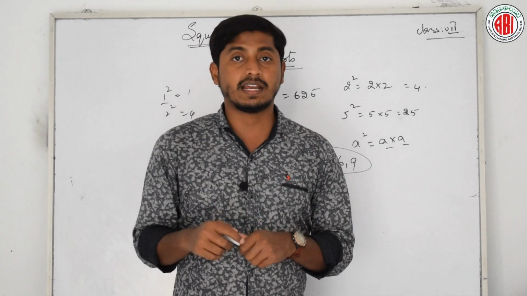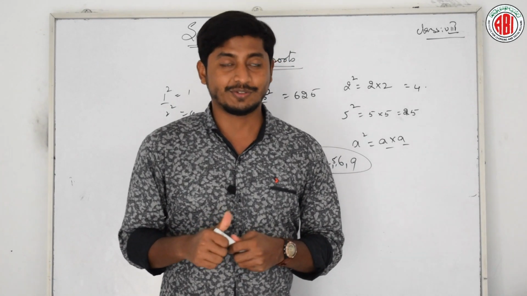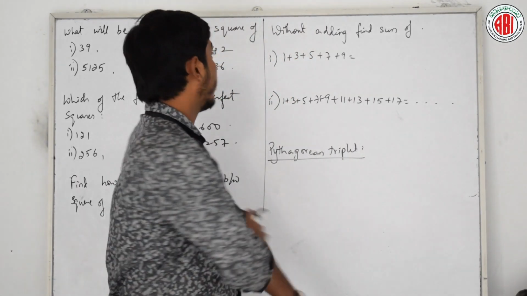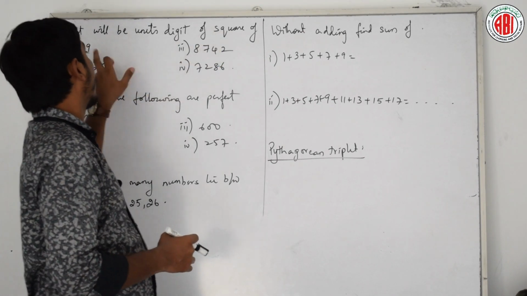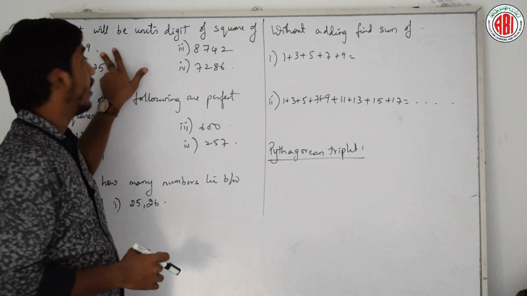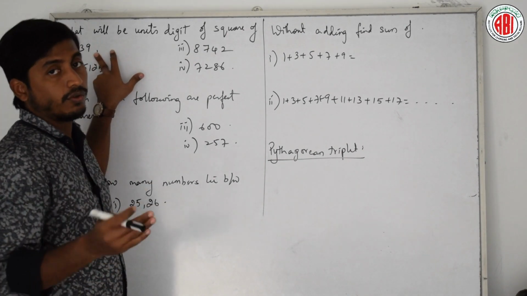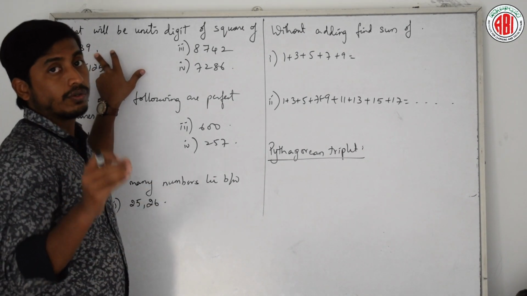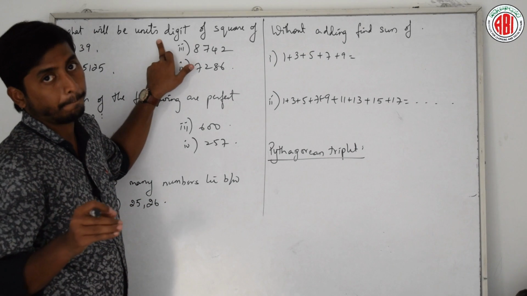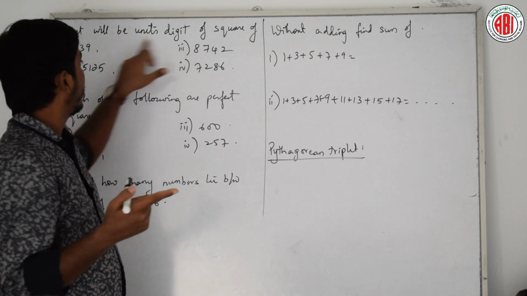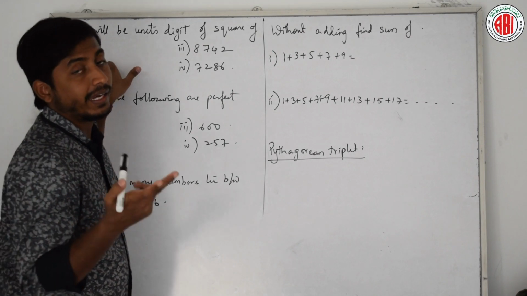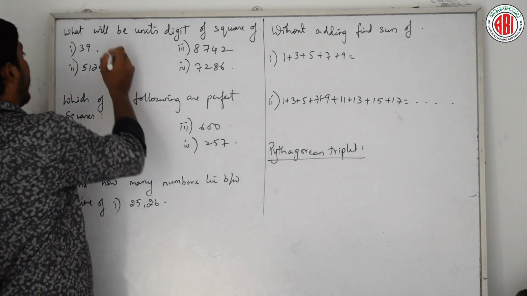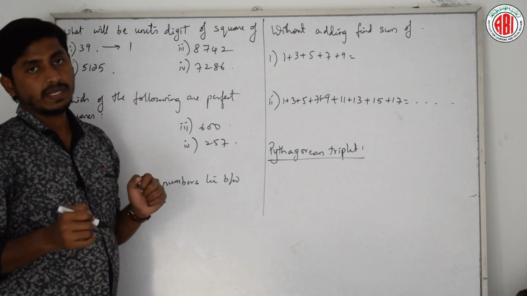Shall we start doing the problems? Let's do. Look at these questions here. He is asking what will be the units digit of the square of these numbers. 39, if we square it, whatever number we get, what is its units digit? How can we tell? We just have to square this. What is the square of 9? 81. 81's unit digit is 1. Is it right? That's it.